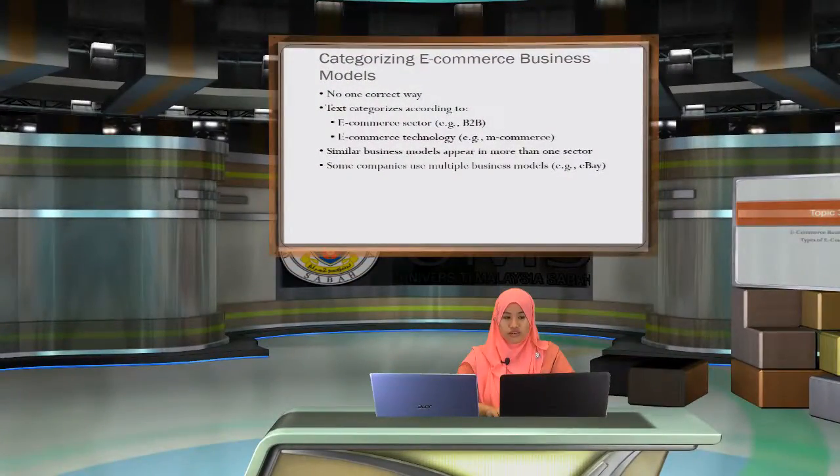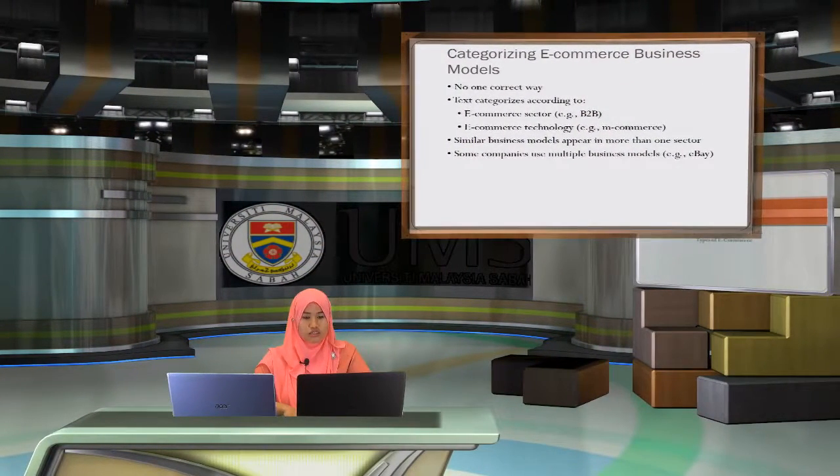There is no one correct way of categorizing e-commerce business models, but they are typically categorized according to the e-commerce sector. For example, B2B, which is business to business, and e-commerce technology such as m-commerce. Similar business models appear in more than one sector, and some companies use multiple business models. For example, eBay.